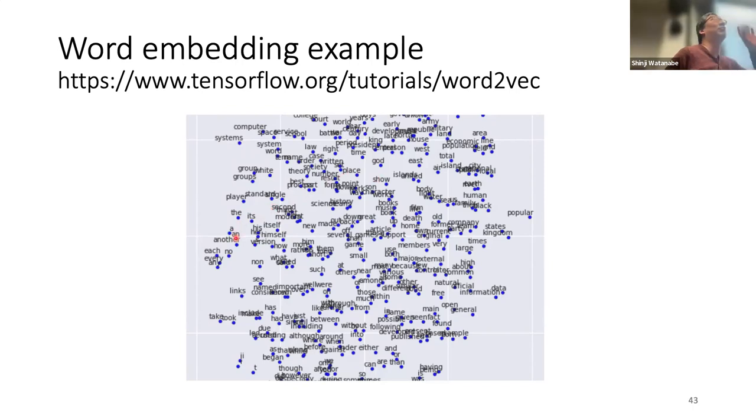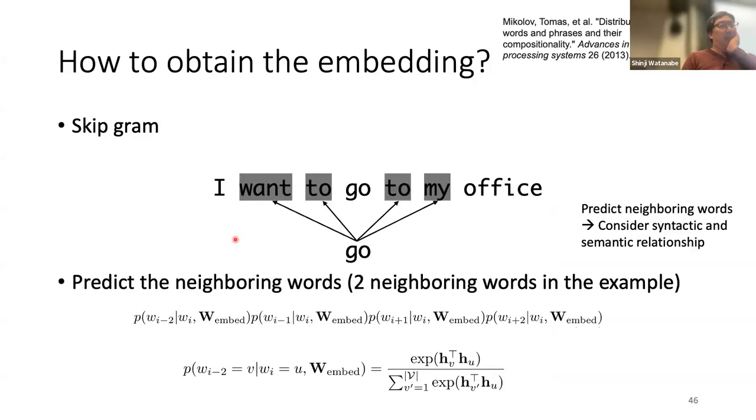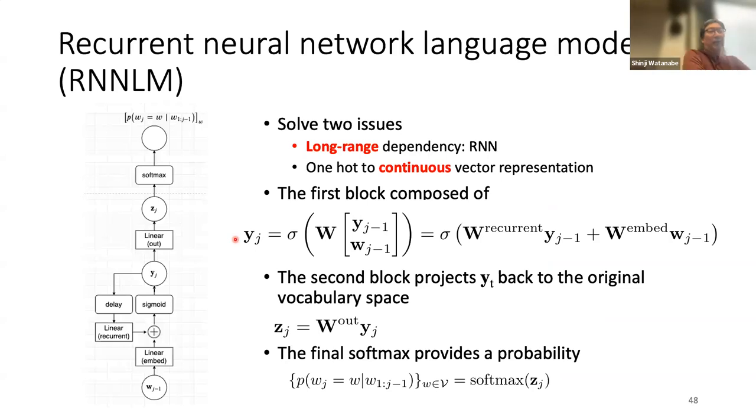Oh, some of you have a good eye here. A and an are in very similar places. So this is the expected word space, and we want to obtain this kind of representation. To do that, the recurrent neural network or LSTM language model powerfully solves two issues. One is the long range dependency, and the other is the continuous vector representation.